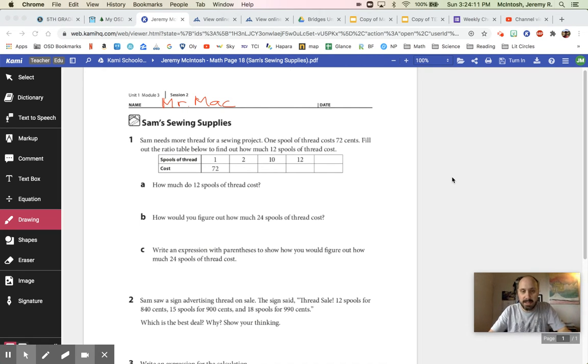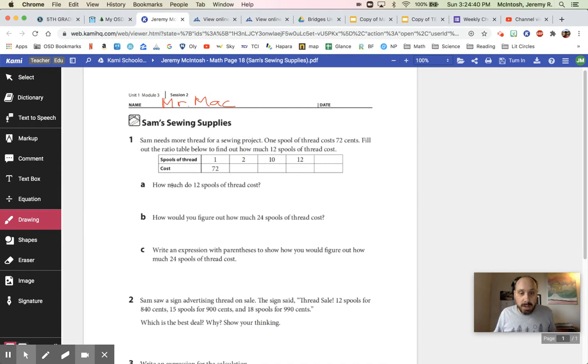So this is Mr. Mac helping you solve page 18, Sam's Sewing Supplies. And I wanted to take you through some hints and tricks on this page as well. This is assignment number 2. We will be going over this assignment on Thursday via our live Zoom at 11 o'clock. So if you can't make it then, or you just want to get a jump and you need some help, this is the video for you.